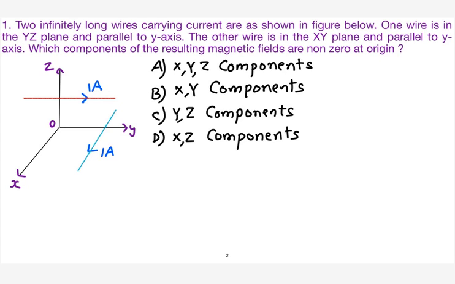So first see this question and read it. There are two infinitely long wires carrying currents, as shown in the figure below. One wire is located in the YZ plane and parallel to the y-axis. You can see here, this is a wire located in the YZ plane and parallel to the y-axis, fine. And the other one is located in the XY plane and parallel to the x-axis. So which component of the resulting magnetic field is non-zero at the origin?